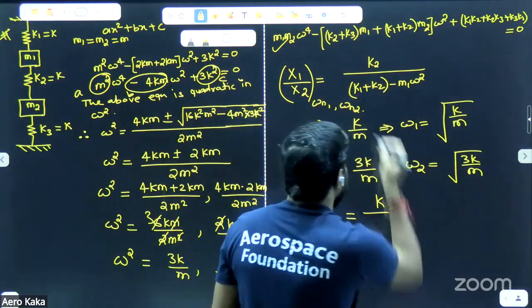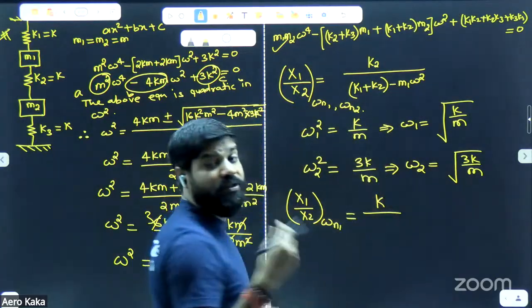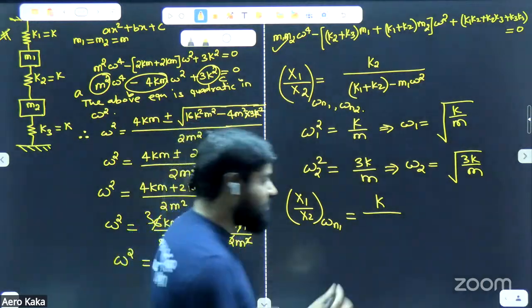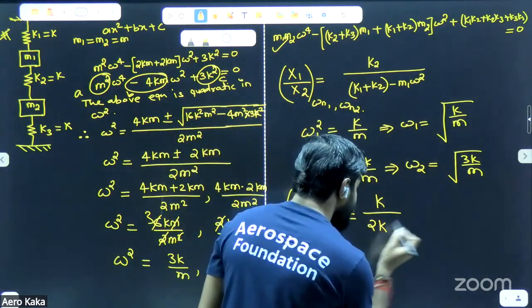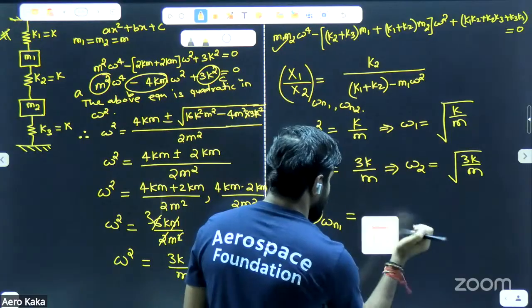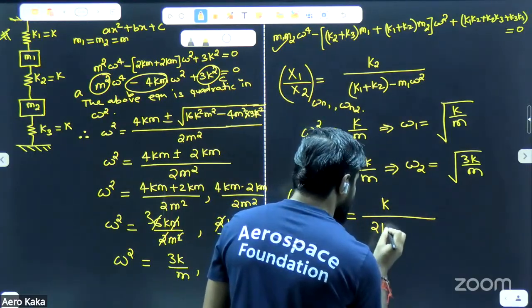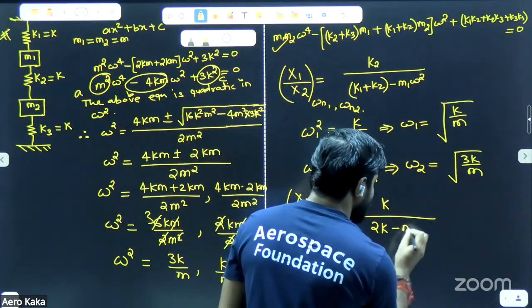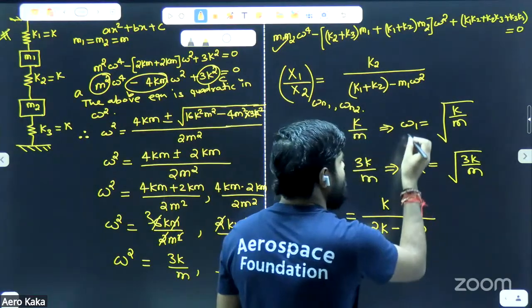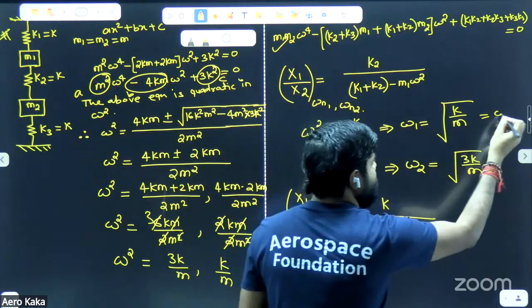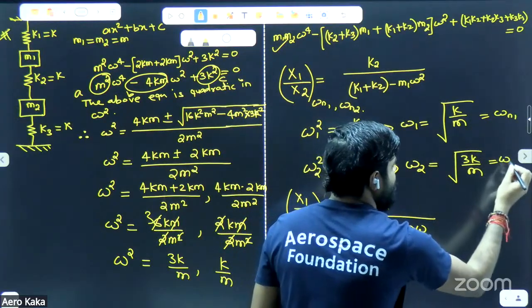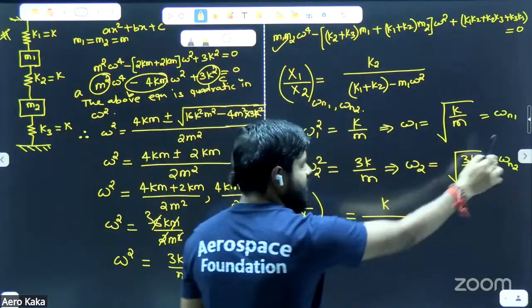That's a k. And what is k1 and k2? That's a k only. So k plus k is 2k. Okay, let me write here. k2 is k divided by 2k minus m1 is m, and here you can write omega 1 or omega n1, both are same. Omega n1, omega n2 means the second natural frequency.